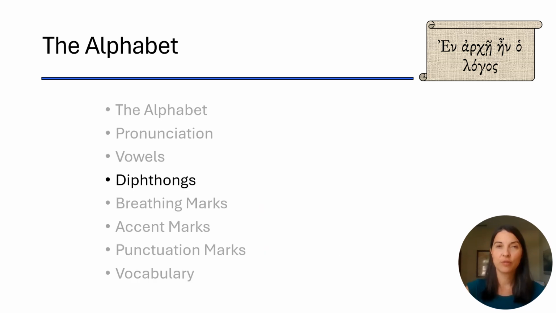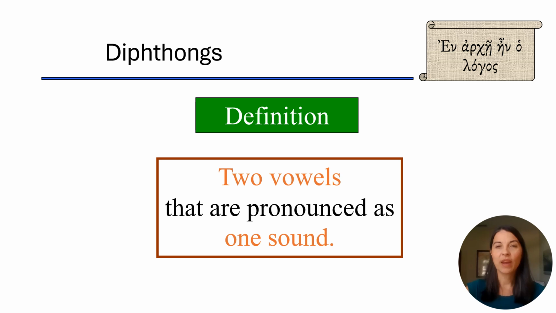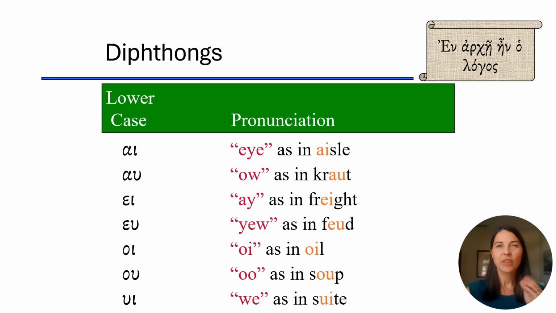However, when there are two vowels together in a word, it can change your pronunciation, and these are called diphthongs. Diphthongs are where you have two vowels together and they produce one sound. So the alpha and the iota together make the sound I, as in aisle. The alpha and the upsilon together make the sound ow, as in sauerkraut. The epsilon and the iota together make the sound a, as in freight. The epsilon and the upsilon together make the sound u, as in feud.